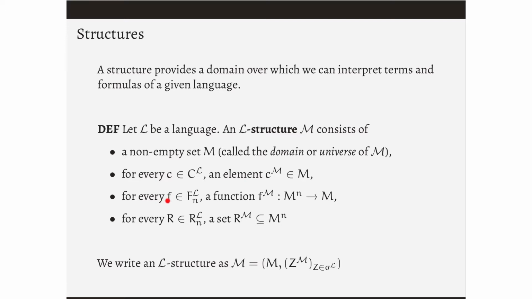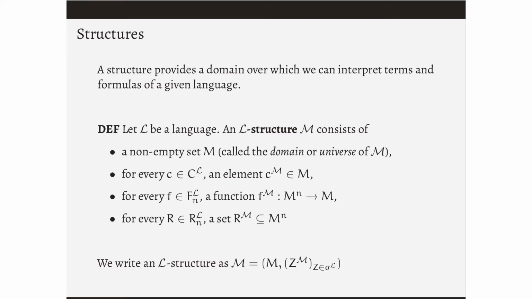Then, for every function symbol, we have to assign a function, right? If the function symbol has arity n, we have to assign a function f to the M that maps n-tuples in M to M. So it's important that this function actually is a function from M to the n to M. Finally, for every relation symbol in our language, for every n-ary relation symbol, we have to provide a set of n-tuples in M.